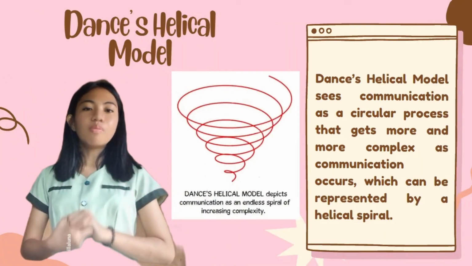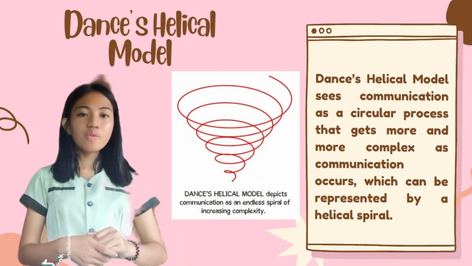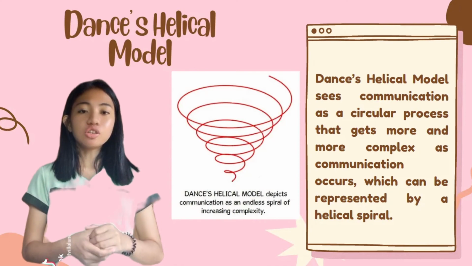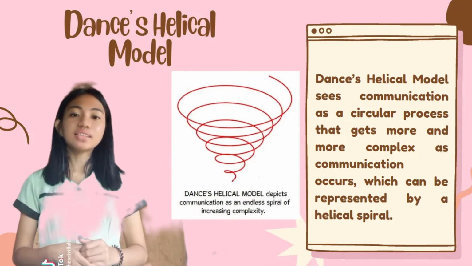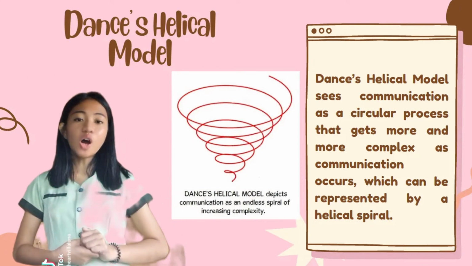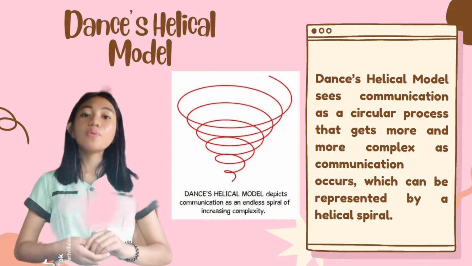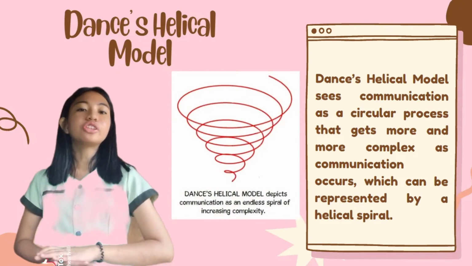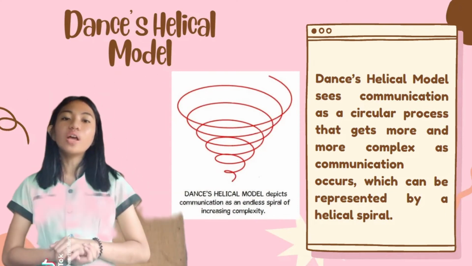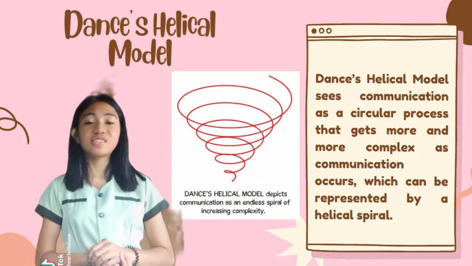Dance's helical model sees communication as a circular process that gets more and more complex as communication occurs, which can be represented by a helical spiral. Dance's helical model builds on circular models by explaining how we improve our messages over time by using feedback. When we communicate with others, their feedback will influence our next statement.